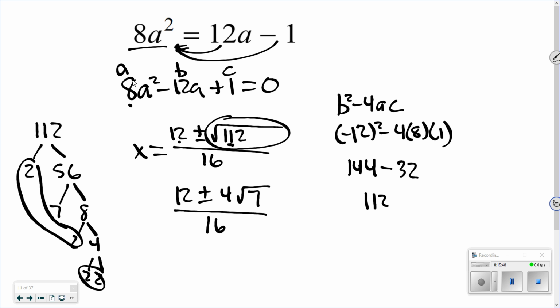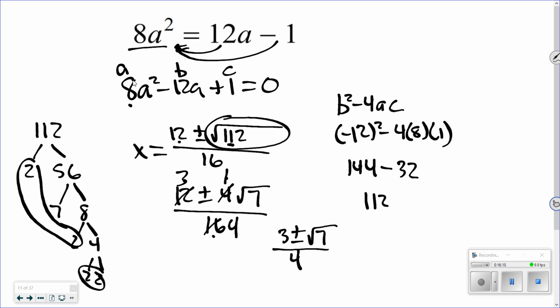So now that the 4 is on the outside, we can take a 4 out of there, a 4 out of there, and a 4 out of there. So 12 divided by 4 is 3. 4 divided by 4 would be 1. 16 divided by 4 would be 4. So I end up with 3 plus or minus 1 times the square root of 7, over 4. That's as far as I can go without changing it to a decimal, without taking the square root of 7. So I'm going to leave it like that.